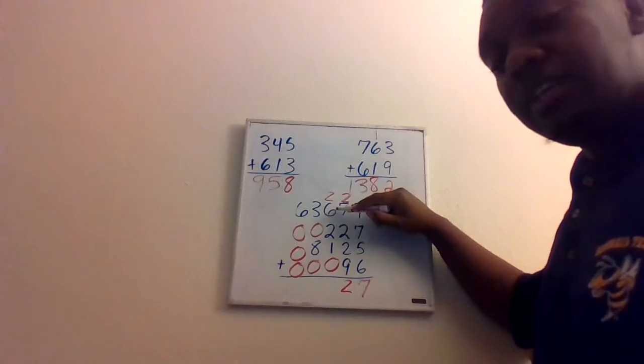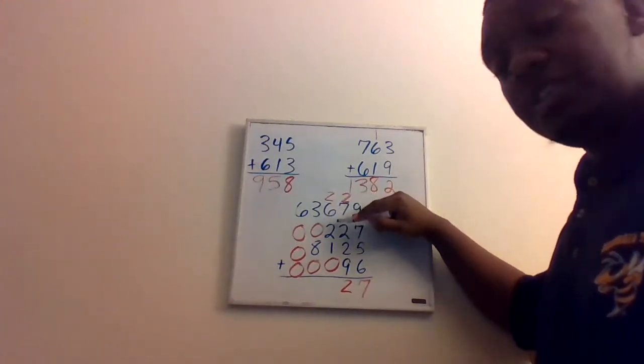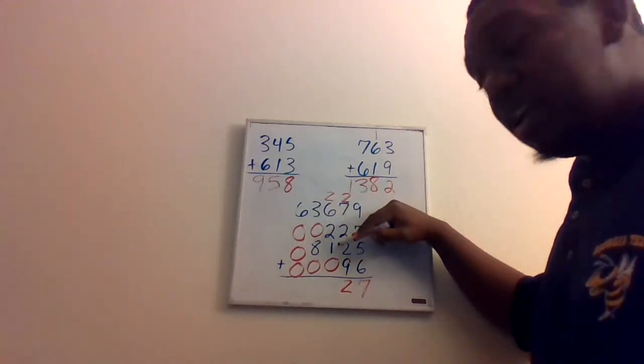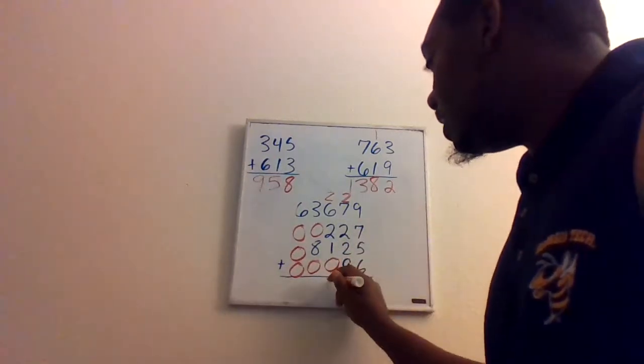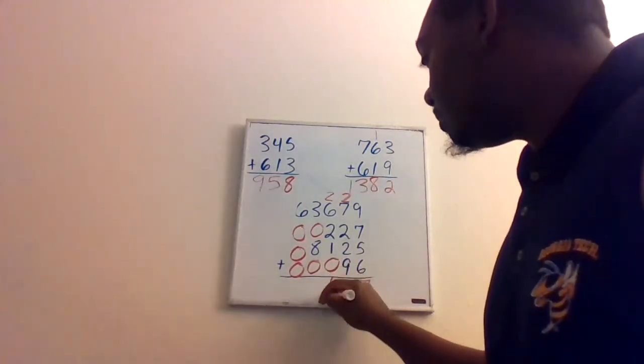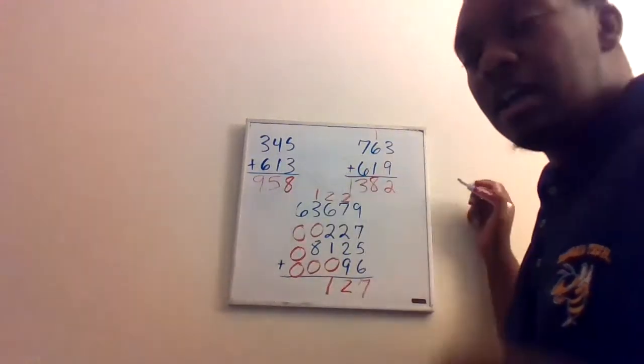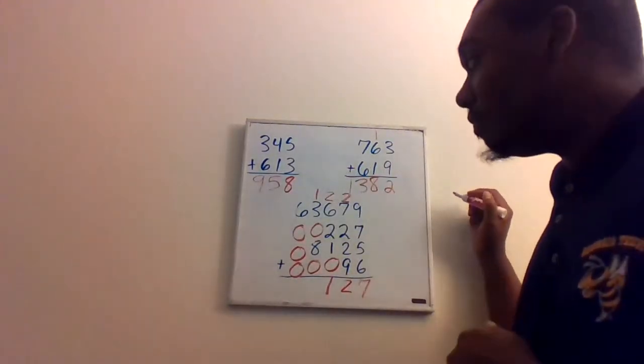2 plus 6 is going to be 8. 8 plus 2 is going to be 10. 10 plus 1 is going to be 11. Plus 0 is still going to be 11. So we add our 1 down here. And then another 1 goes to the next place value.